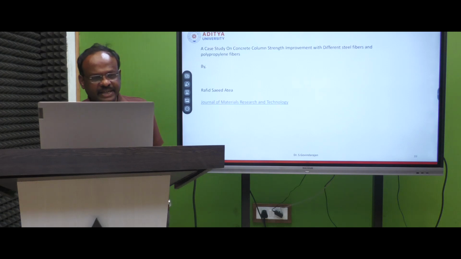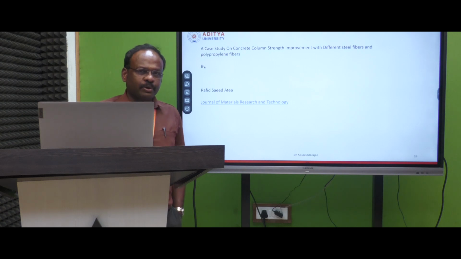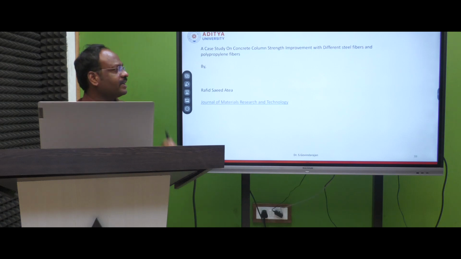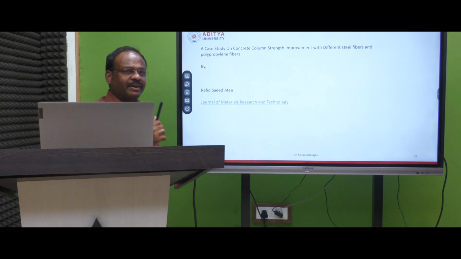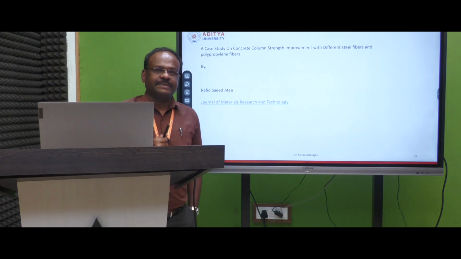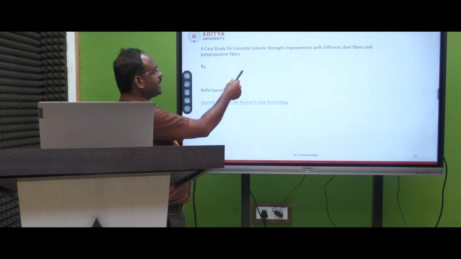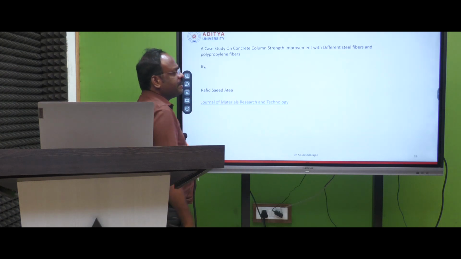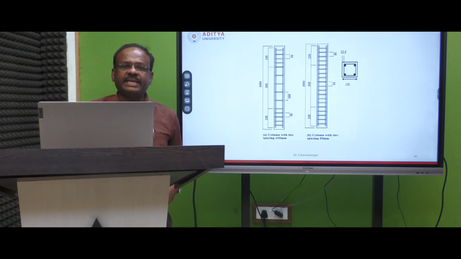And the next case study: in the previous case study I discussed the beam structure, and the second one I will move on to the column, right? This is one for the column. They use different steel fiber and polypropylene fiber. For the previous one, I selected glass fiber in two types of mat, chopped and woven mat. But here the second study is on concrete column strength improved with steel fiber and polypropylene fiber, what ratio they adopted, which fiber gave more strength, and how the column is placed in the loading setup.